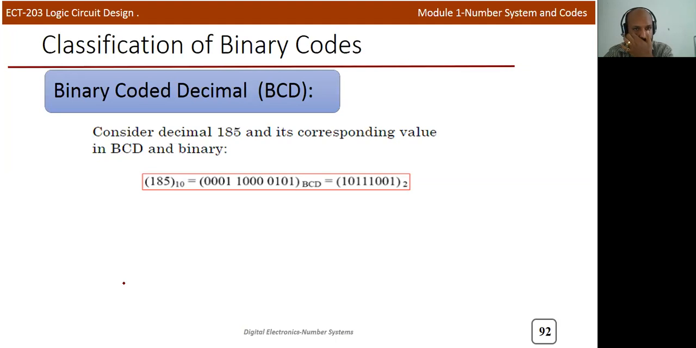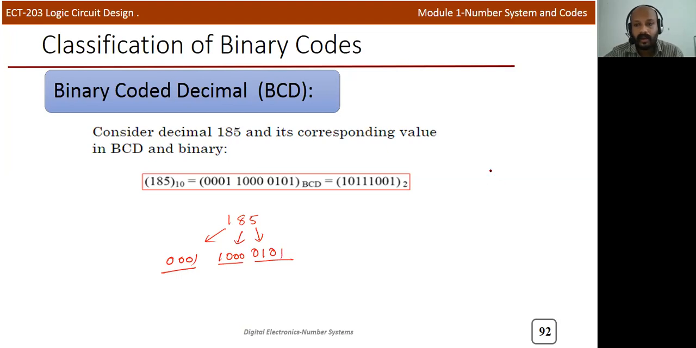Now we'll see how we can convert a decimal value into its equivalent BCD. For example, here it is given 185 as a decimal value. We need to find the equivalent BCD number. So in order to find the equivalent BCD value of 185, we'll write the 4-bit equivalent of each digit. 5 can be written as 0101, 8 can be written as 1000, and 1 can be written as 0001. So this is the BCD code which represents 185.